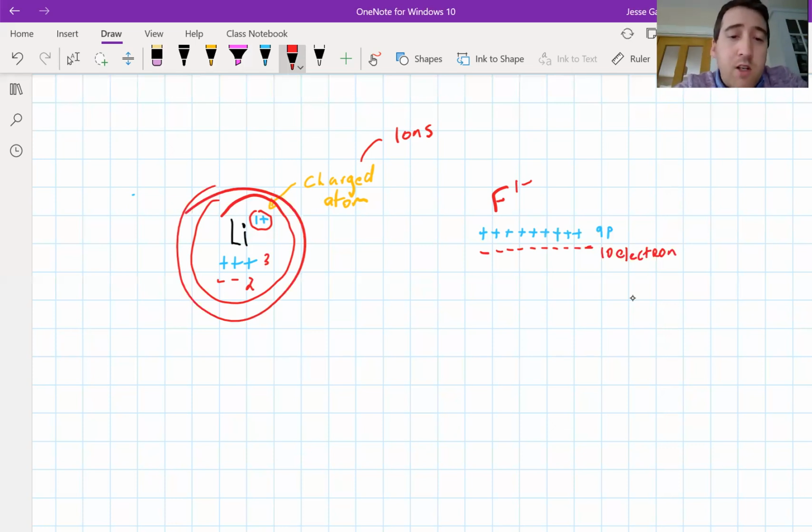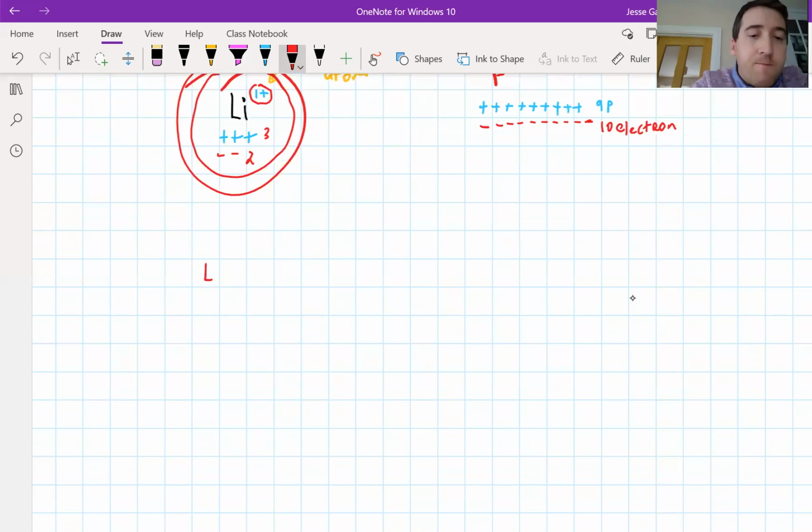Once you're able to figure out how many electrons you have, then we can write the electronic configuration. So let's do lithium here. Li, lithium.